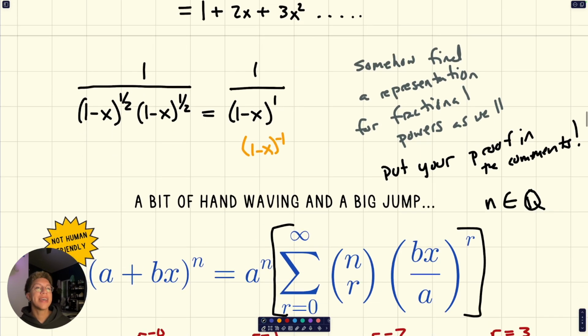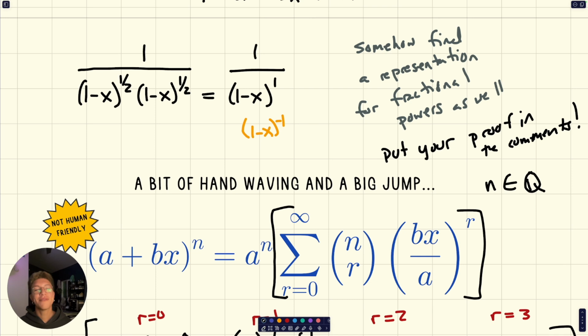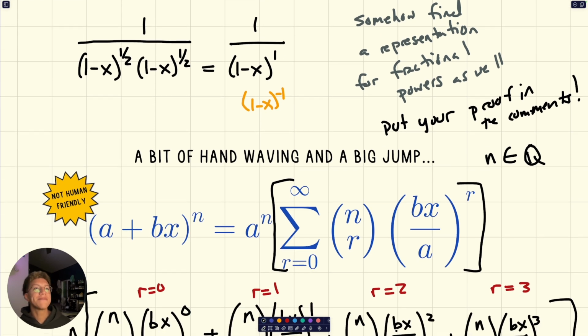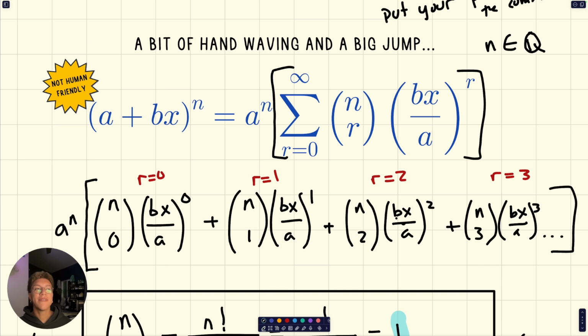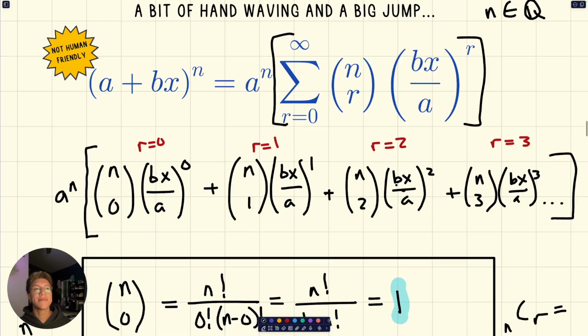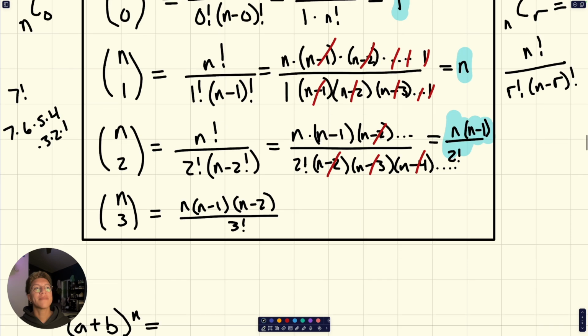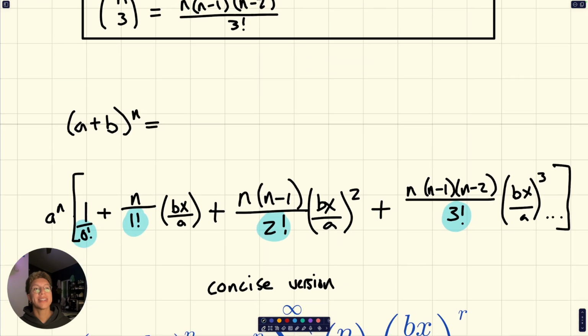And so then we said, oh, here's our formula. We're not going to prove it. Someone has done all the math for us. This works for fractional powers, and it works for negative fractional powers. And in this very concise form, we kind of say it's not very human friendly. We expand it out using factorial and combination, and we get our expanded version, which looks like this.